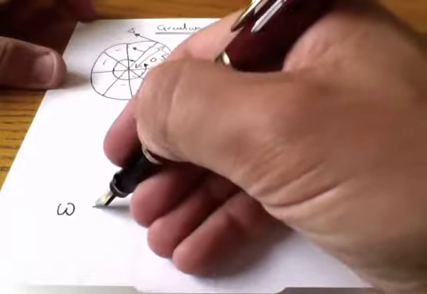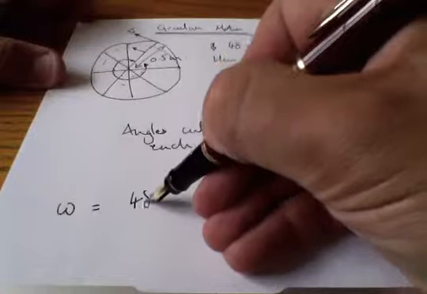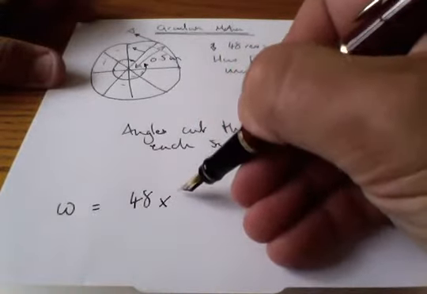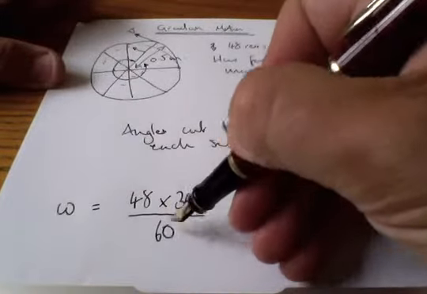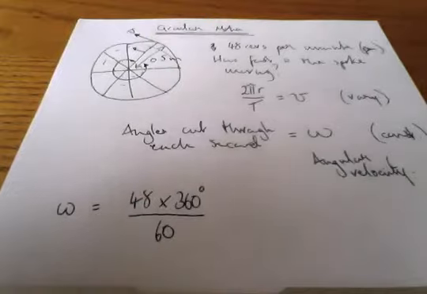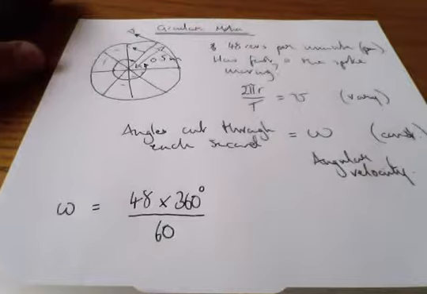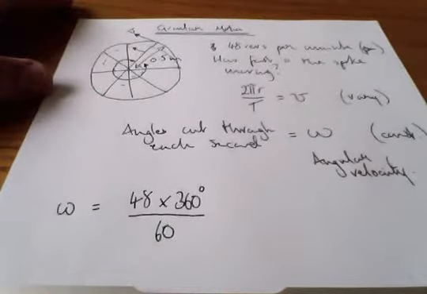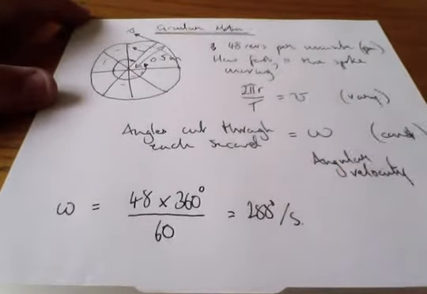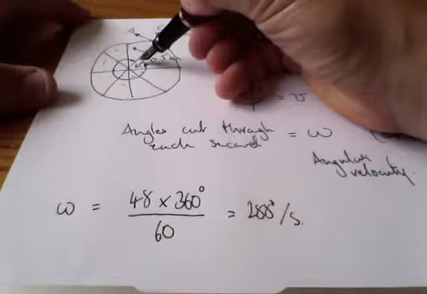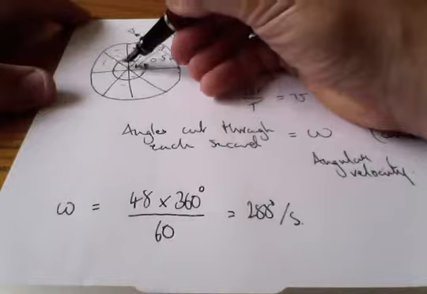Okay, so angular velocity is going to be the number of angles cut through per second. So I know I'm going through 48 revolutions, of which we have 360 degrees per revolution, and I know that's happening in 60 seconds because it's 1 minute. I'll just type it into the calculator to make absolutely sure about the numbers, and that gives us 288 degrees per second. So if I were to let 1 second elapse, then I'd go through 288 degrees.